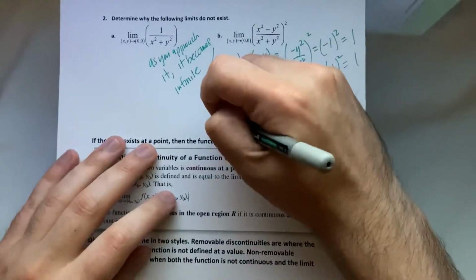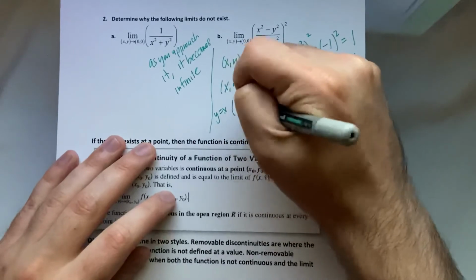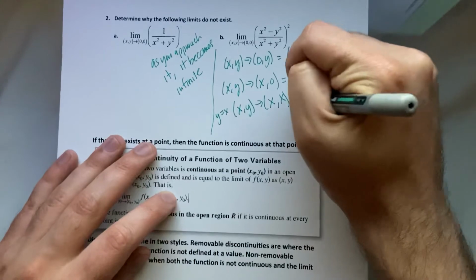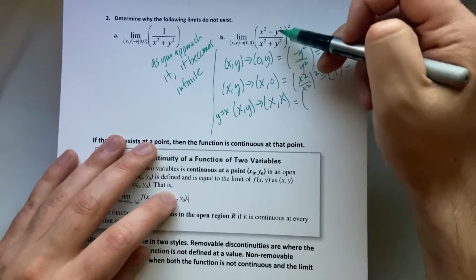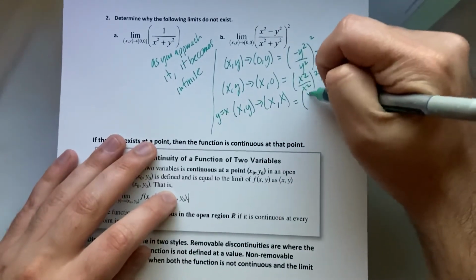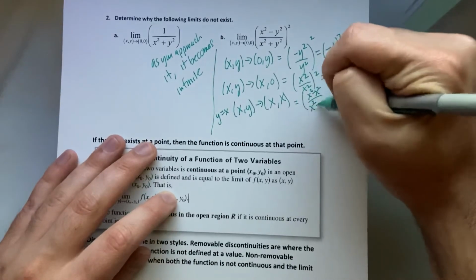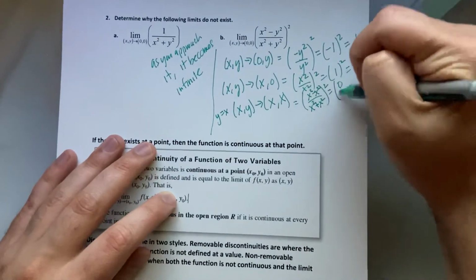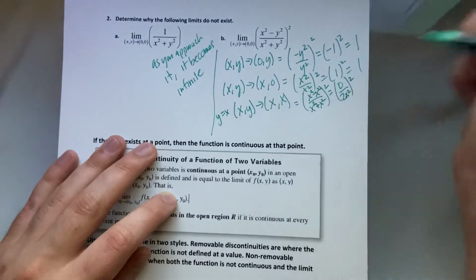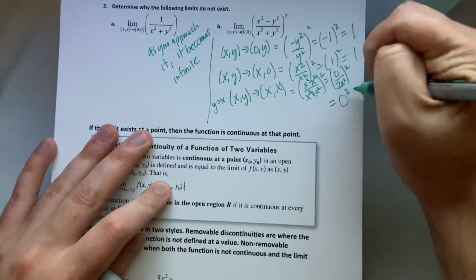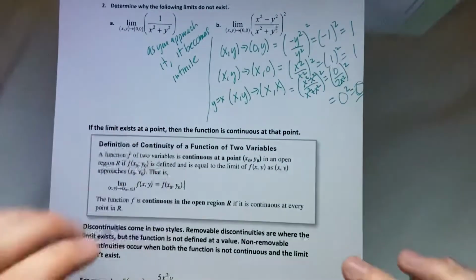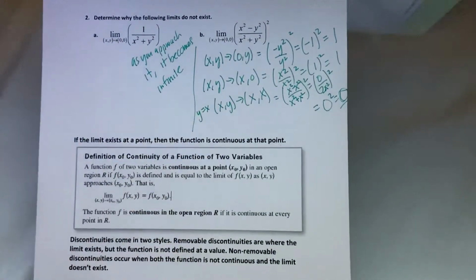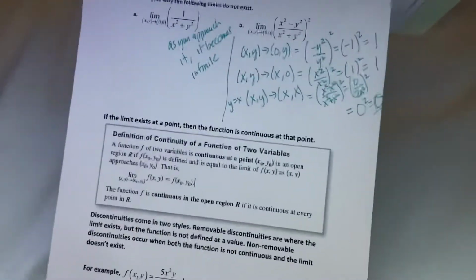The best diagonal line is, of course, y equals x. So we have xy approaching, and since y equals x, we're replacing it with x. X squared minus x squared over x squared plus x squared, all squared. Anything minus itself is 0, so this is 0 over 2x squared squared. 0 divided by anything is 0. 0 squared is 0. So this one didn't exist because notice that along the diagonal lines, it approaches a different limit than along the vertical or horizontal lines.